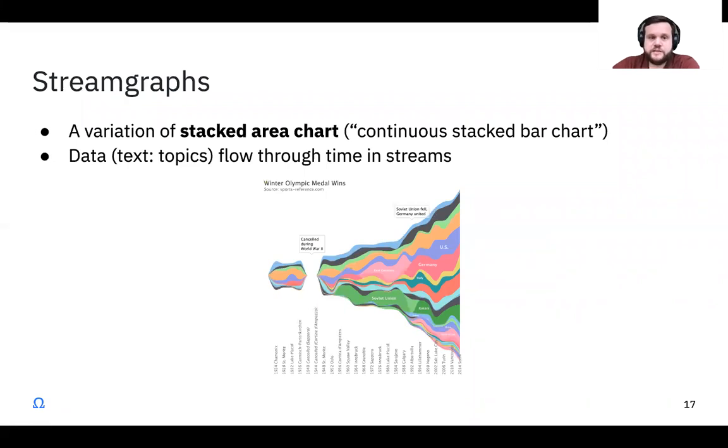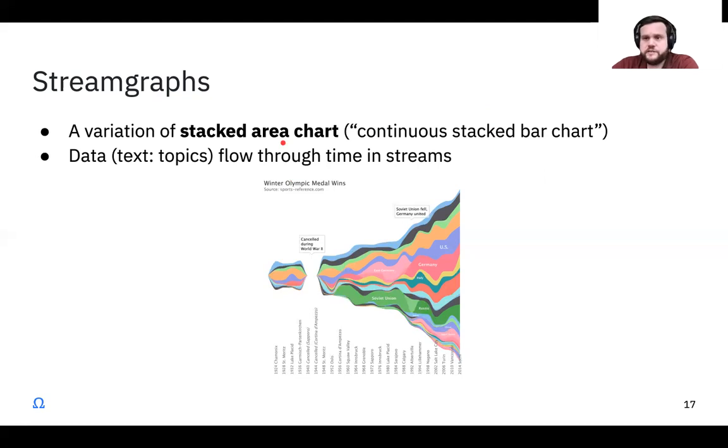Stream graphs are a variation of stacked area chart, which itself could be viewed as, in quotation marks, a continuous stacked bar chart. So if you plot very thin bar charts for very short periods of time, they will cover an area. If you plot time series as mini bar charts, or if you just draw the area under a line graph, that's called a stacked area. And if you stack them on top of each other, that's a stacked area chart.